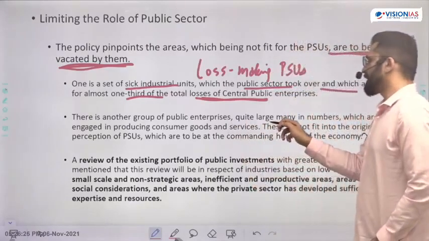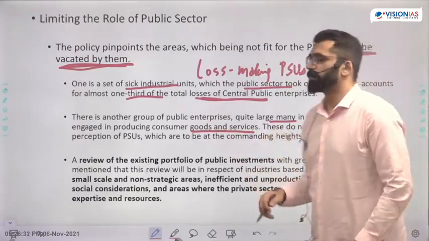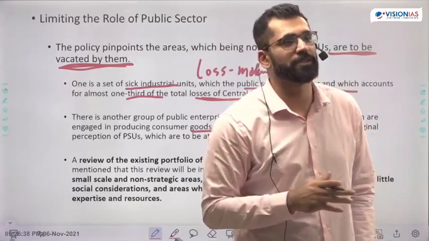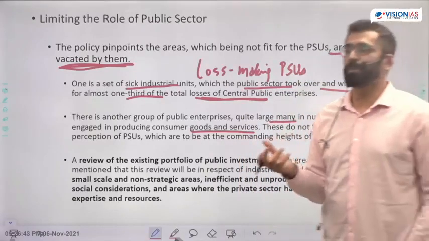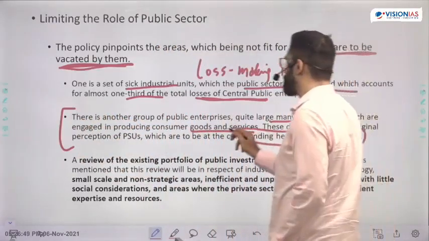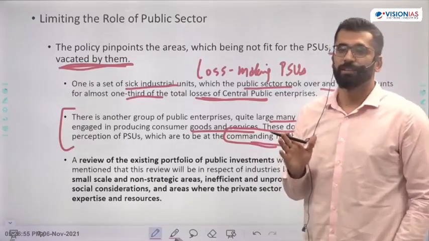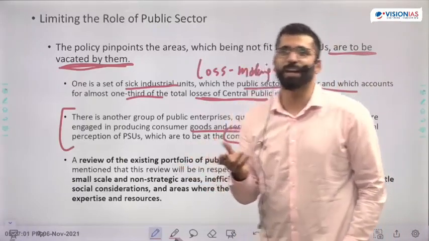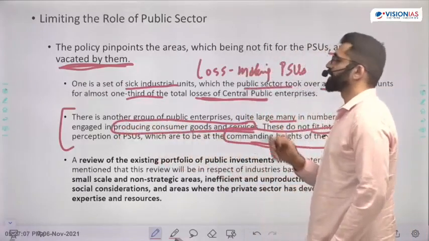Second, public enterprises, quite large and many in number, which engage in producing consumer goods and services. They do not fit into the original purpose. When you were doing industrialization through the PSUs, you were producing all types of goods. Like I gave you an example, modern bread, scooters, everything was being produced by PSUs. We don't require PSUs to be performing those functions. Why did we create PSUs as the commanding heights of the economy? So that they can direct the investment in a certain direction. Creating breads, watches, scooters was not the function of the PSU to direct the investment. So they will escape from the areas of producing consumer goods and services.